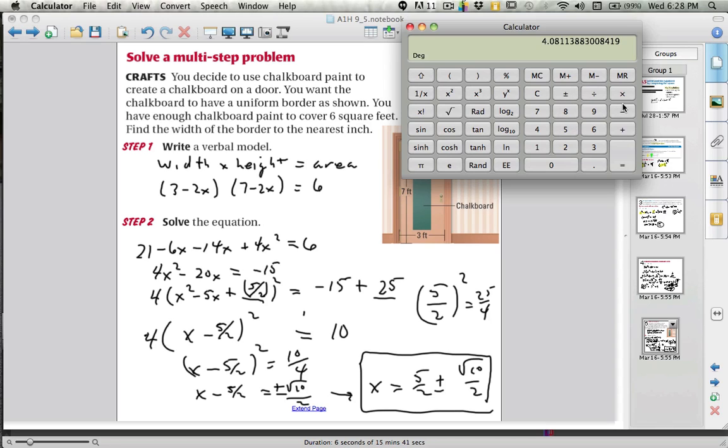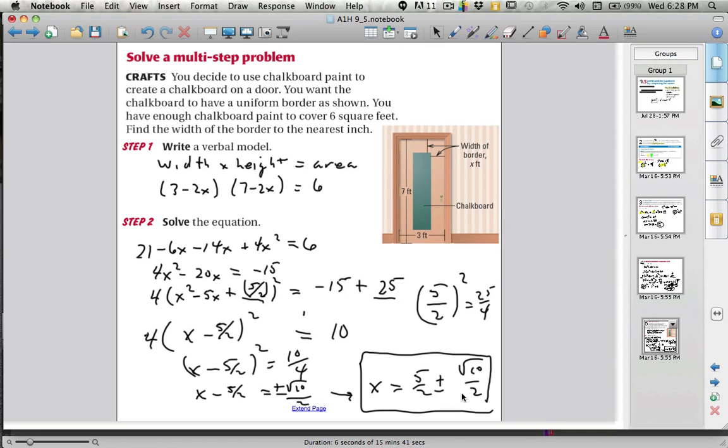So if I go ahead and subtract 2.5 from that and do it again, now I've got something that's more plausible. I have 0.92 feet. And that will actually be the width of my border, because it can't be both plus and minus. When I did plus, it was wider than the whole door, so that's not possible. So it's essentially 1 foot. Okay, so that's working through solving by completing the square.